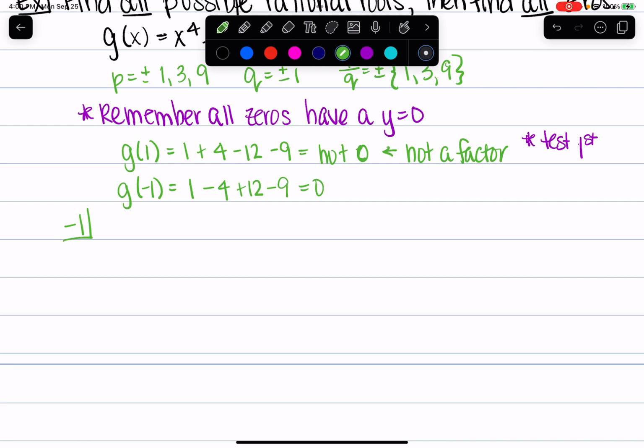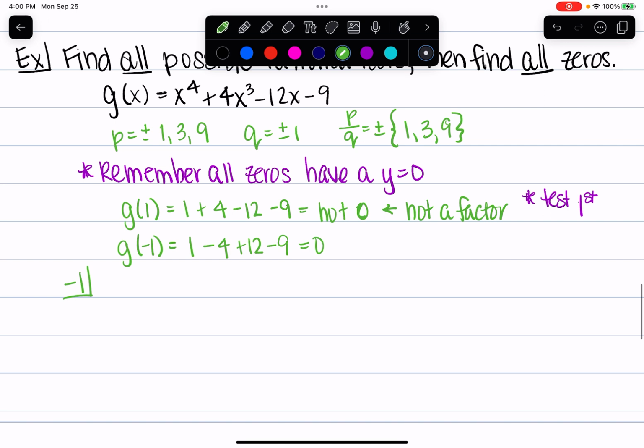After those two, everything else has to be tested using synthetic division. Also note you do have a placeholder on here. I'm going to put the 1 for the fourth, 4 for the cubed. You're missing your squared term, so that gets a 0. Negative 12 for your linear term, and negative 9 for your constant. Put our shelf.